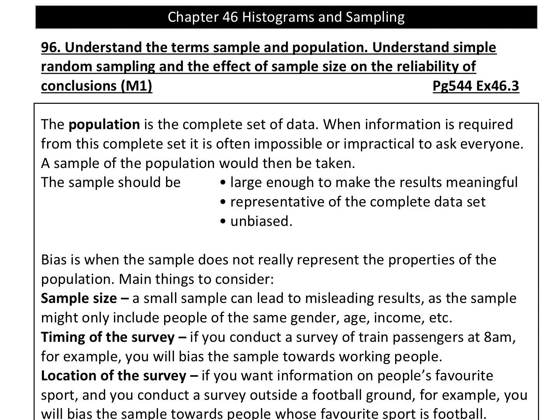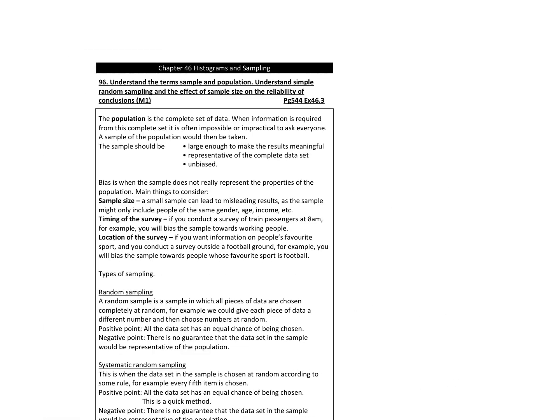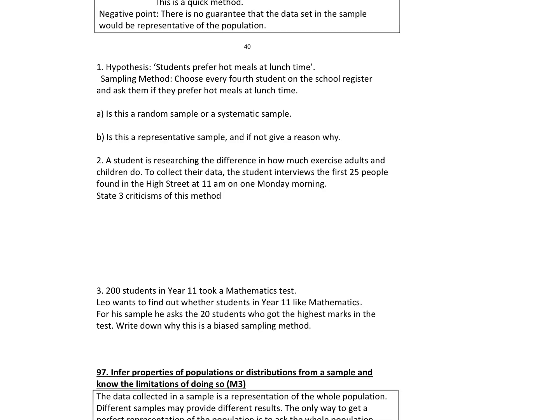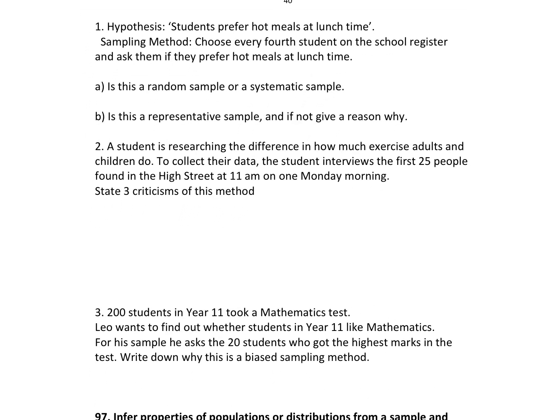In this video, you can see in the top it says histograms and sampling, but we're only looking at sampling in this video, objective 96, which is nothing to do with histograms, so it's M1 level. We're going to understand the terms sample and population, understand simple random sampling, and the effect of sample size on the reliability of conclusions. If you're revising and want to do any questions, we've got 3 there that you can try.